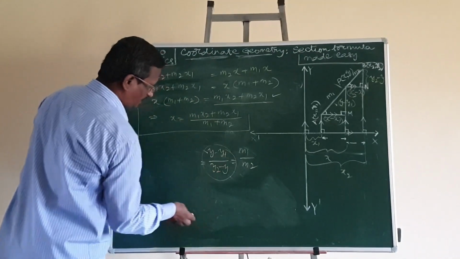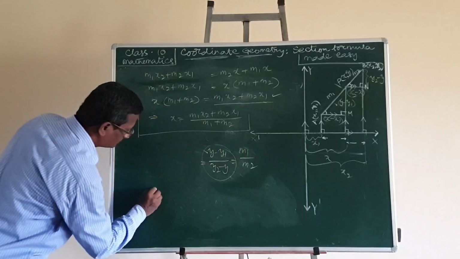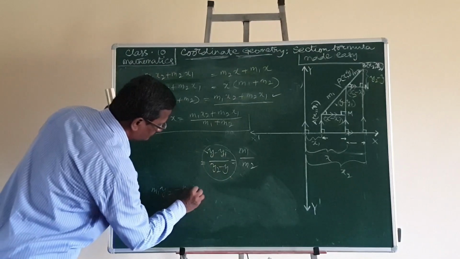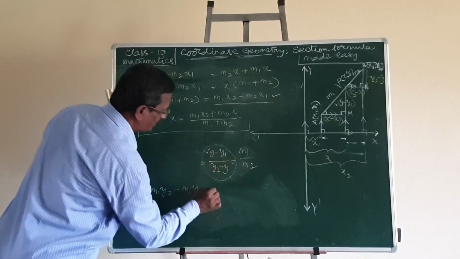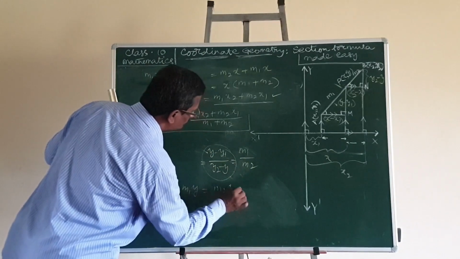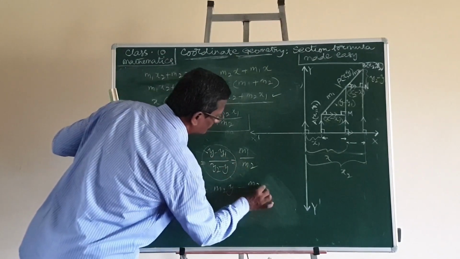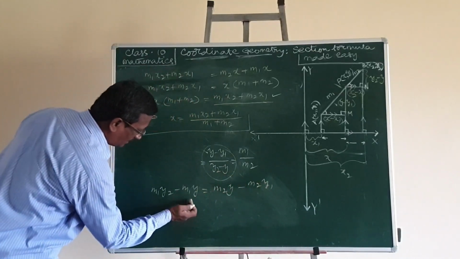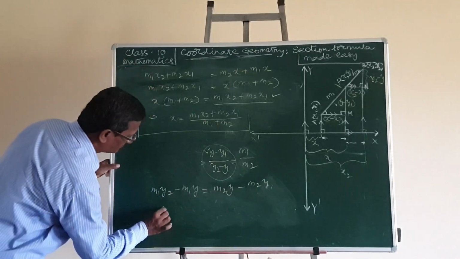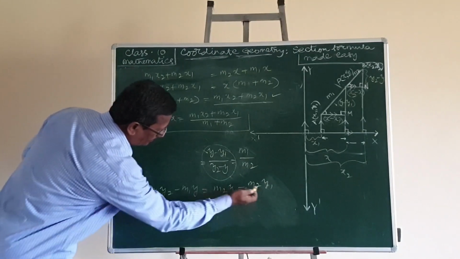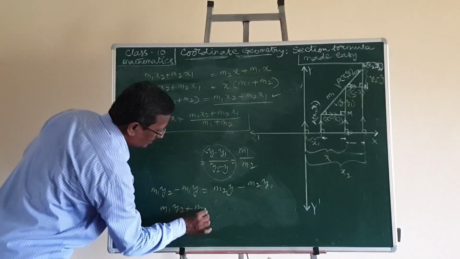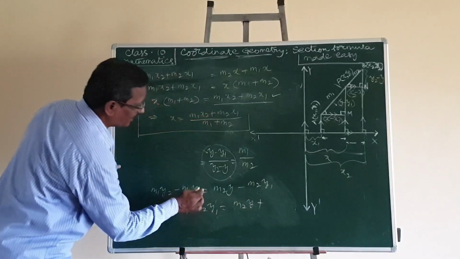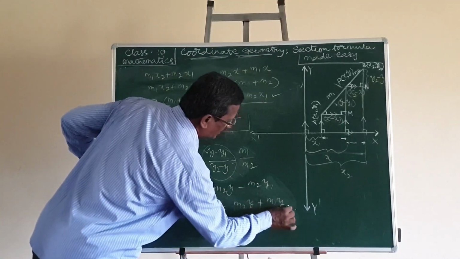Now, on cross multiplication, m1 y2 minus m1 y is equal to m2 y minus m2 y1. Let us bring this m2 y1 to the left side and let us take m1 y to the right side. This is m1 y2. This minus comes and becomes plus m2 y1 is equal to m2 y. This m1 y goes and becomes m1 y.